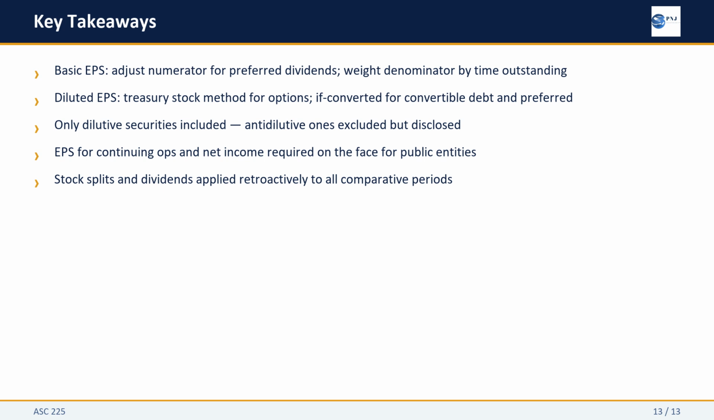Basic EPS accounts for preferred dividend rights and time-weights the share count. Diluted EPS applies the Treasury stock method to options and the if-converted method to convertible instruments, including only those that genuinely reduce the per-share result. Antidilutive securities stay out of the calculation but must be disclosed, and every stock split or dividend triggers retroactive restatement across all comparative periods.